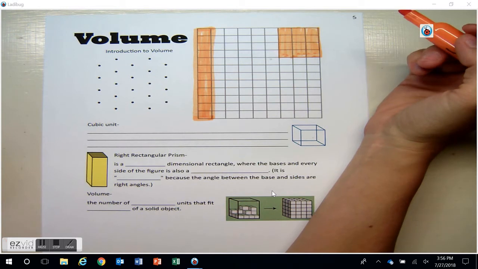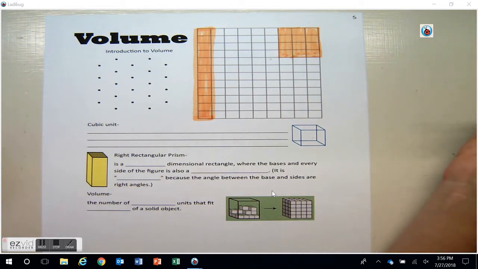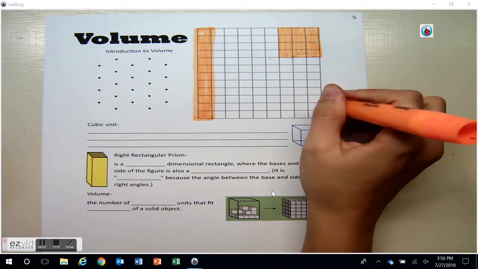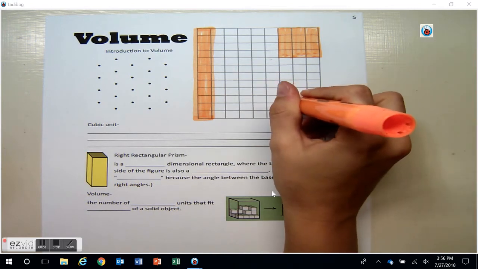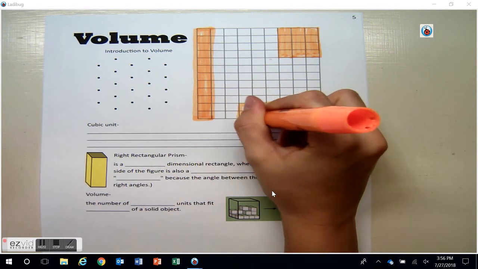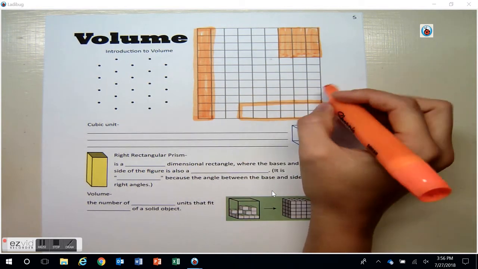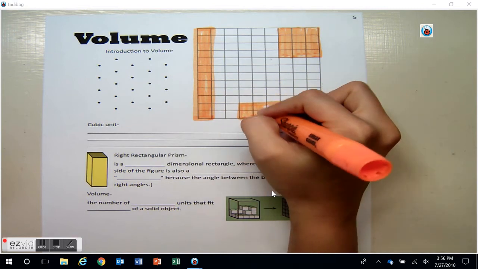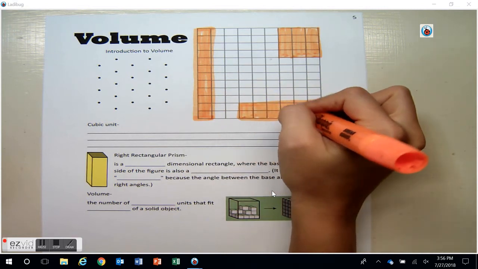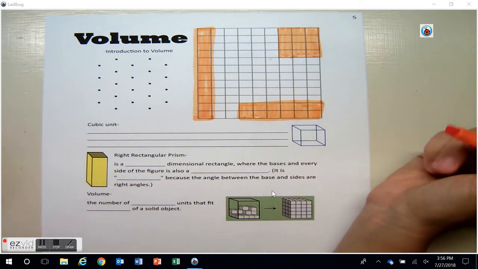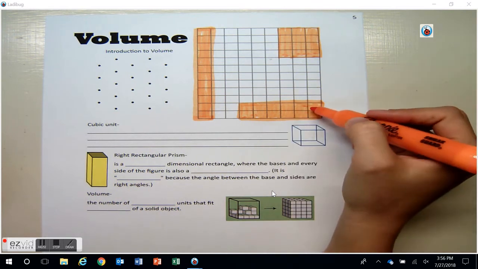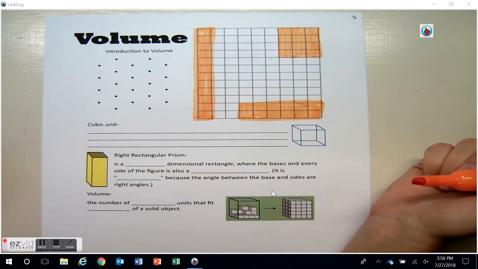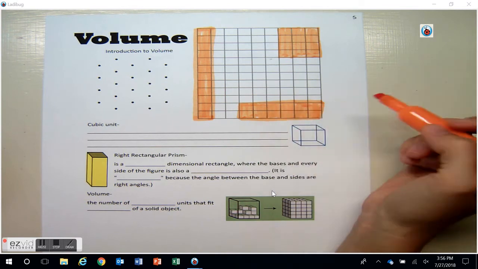Another type of rectangle I could draw would be a 2 by 6. 1, 2 by 1, 2, 3, 4, 5, 6. And again, the area of this rectangle is 12 square units. There are 12 squares that could be used to cover that space. This could also be thought of as a 6 by 2. This could be thought of as a 4 by 3.